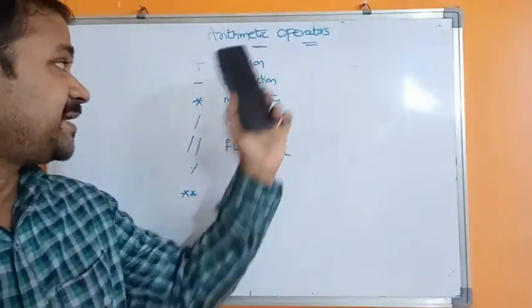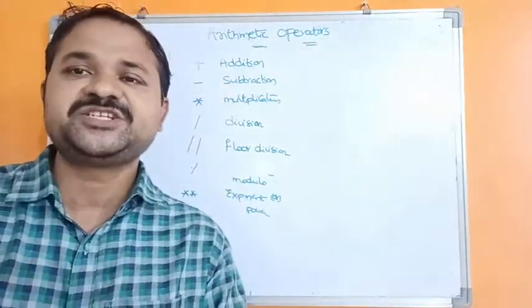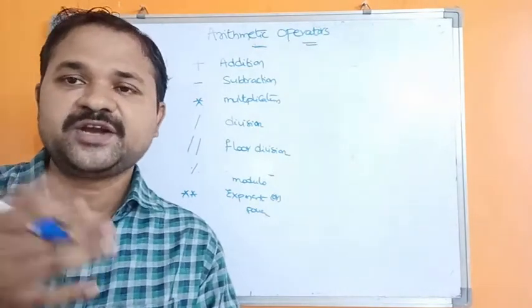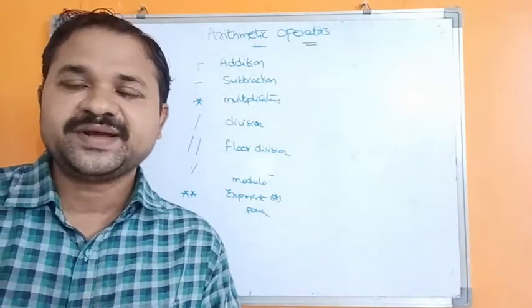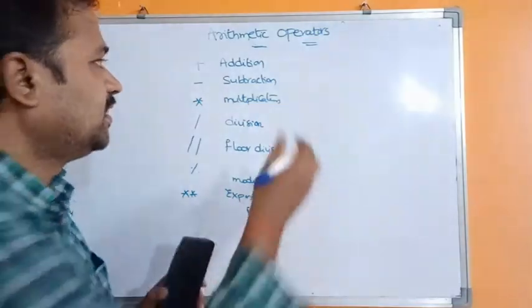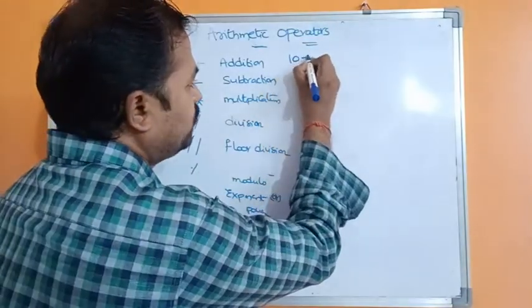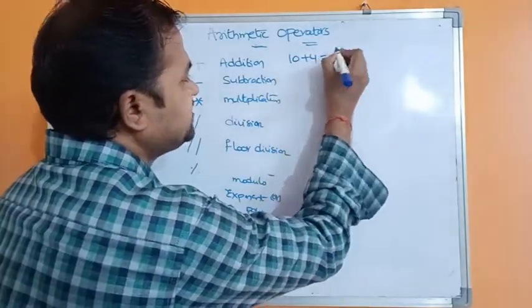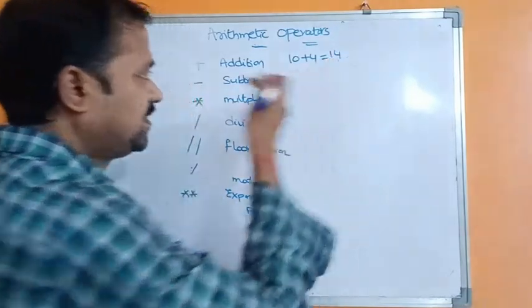The first one is plus. We know about plus, addition. It is useful in order to perform the addition operation on two operands. Let the numbers be like this: 10 plus 4. So what is the result? 10 plus 4 is nothing but 14.